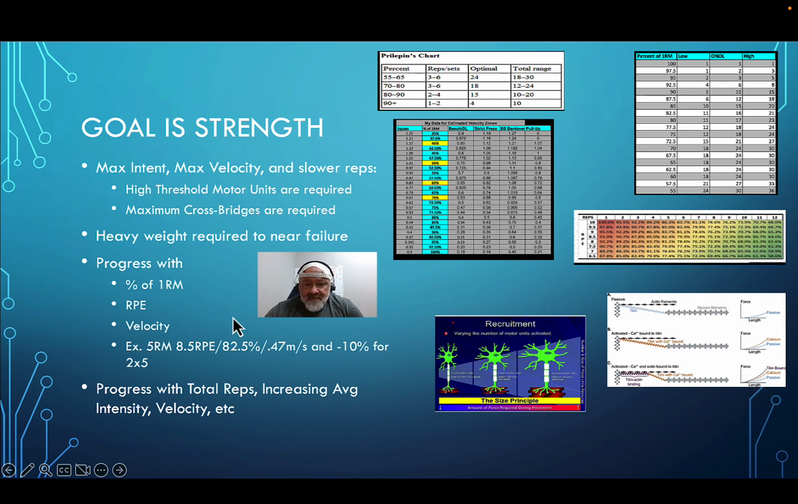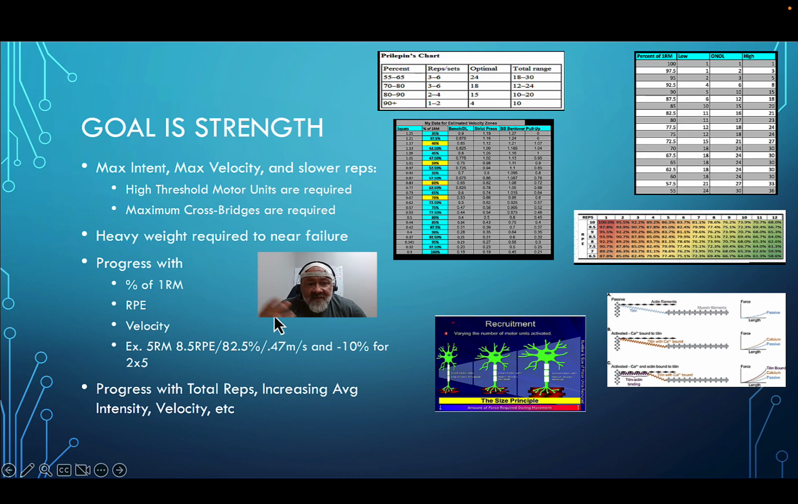But you do have to progress. You cannot do a 5 RM at 8.5 using a negative 10 for 2x5 every week. You're going to adapt. You have to progress. So maybe I'll do this week 1. Week 2, I'll go to 5 RM at 9 RPE. So a 5 RM at 9 RPE is going to be around 83.7. And then 9.5 is 85%.